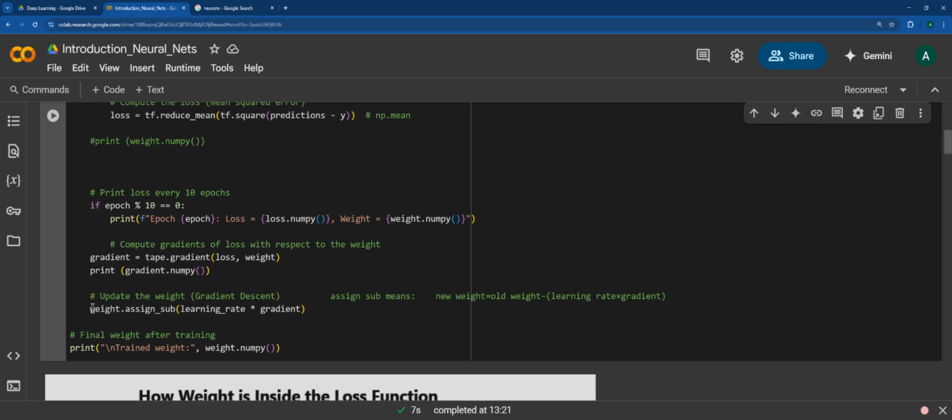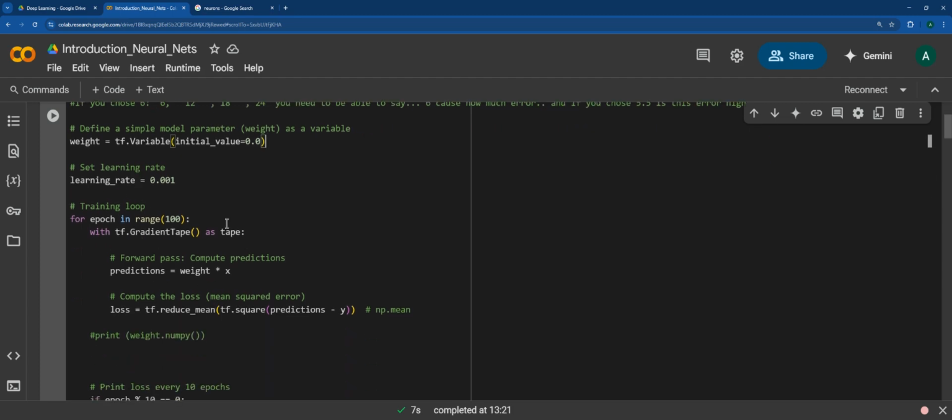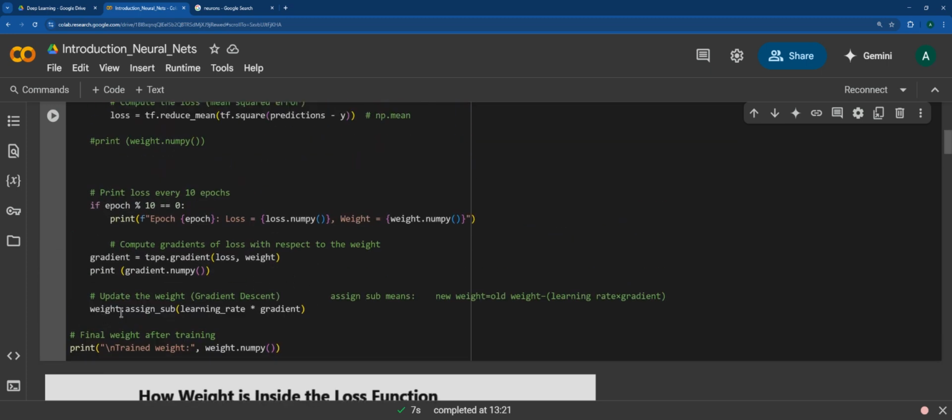But then here, obviously, we have set the weight equal to 0, so far. So if the weight is equivalent to 0, this loop is going to go forever doing the same thing, isn't it? So we need to update this weight. We need to choose a new weight. How do we choose that? Weight.assign_sub. This function, assign_sub, means weight.assign_sub(learning rate times gradient). This means new weight, adjusted weight, substitute the weight. Assign_sub does that for you.